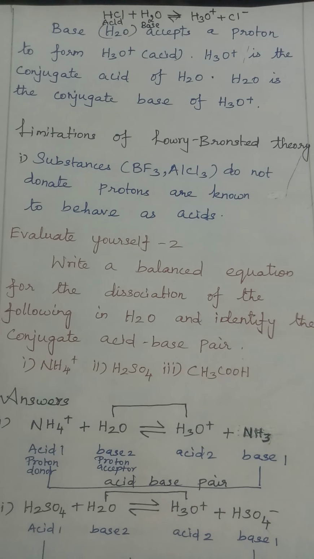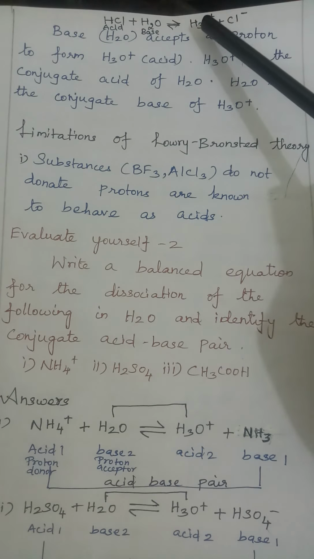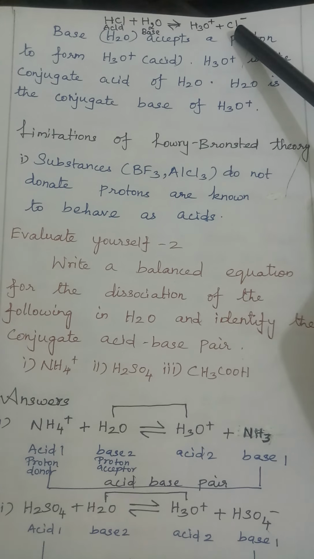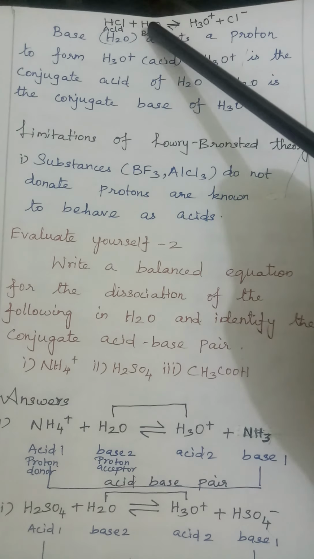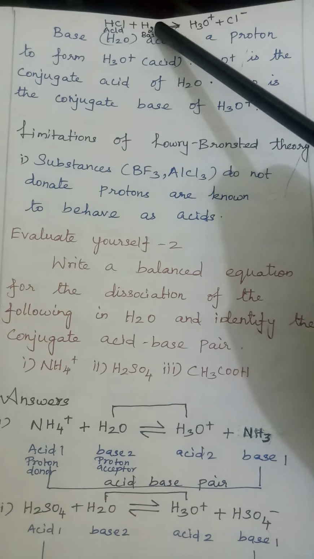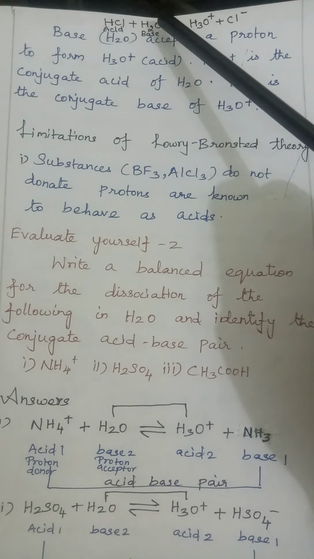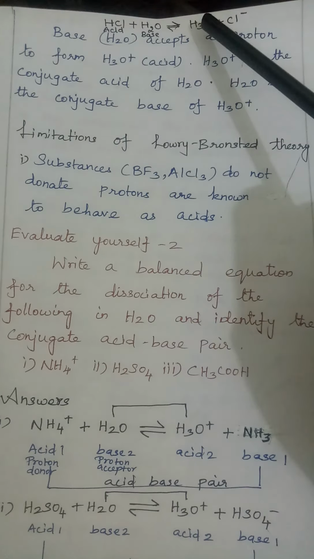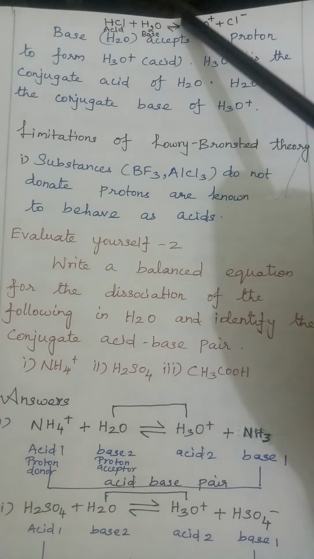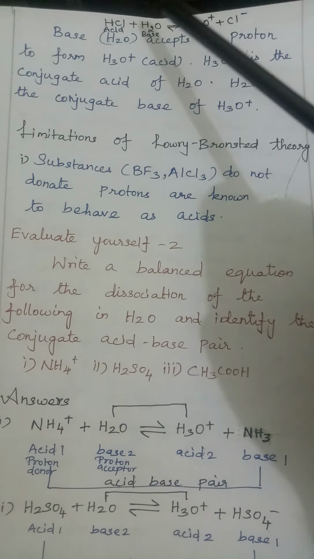Suppose you consider the base only, for example, HCl reacts with water to form H3O plus and Cl minus ion. Here H2O is a base. The base accepts a proton and becomes H3O plus. So H2O is the conjugate base of H3O plus, and H3O plus is the conjugate acid of H2O.